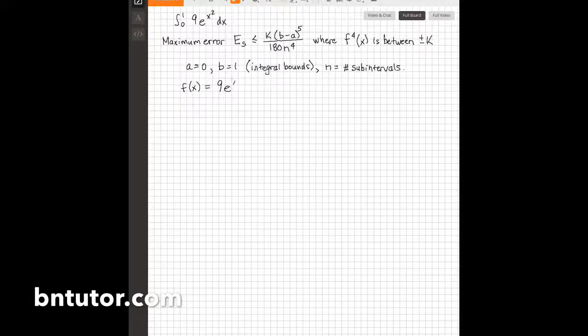So our task is to take 4 derivatives of the function that we're integrating, 9e to the x squared. The first derivative is taking the chain rule, 9e to the x squared, and then we have to multiply by the derivative of that function that was in the exponent, which is just 2x.